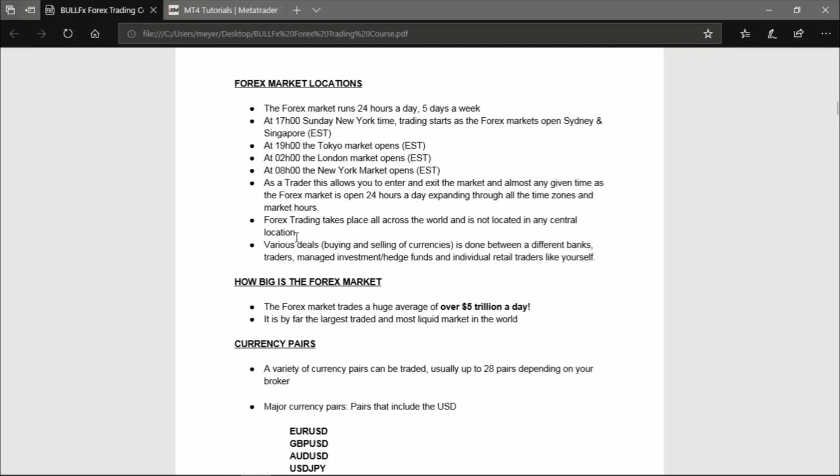So that's what it means when it says that forex trading takes place all across the world and is not located in any central location. Then various deals or buying and selling of currencies is done between different banks, traders, managed investment or hedge funds, and individual retail traders like yourself. Right? Those are all the people that take part in the forex market or that are buying and selling currencies from each other.